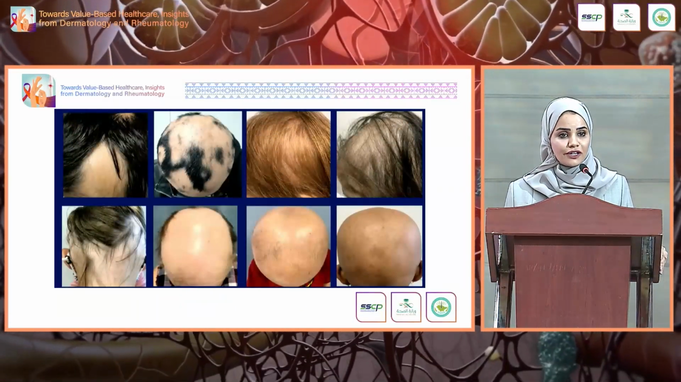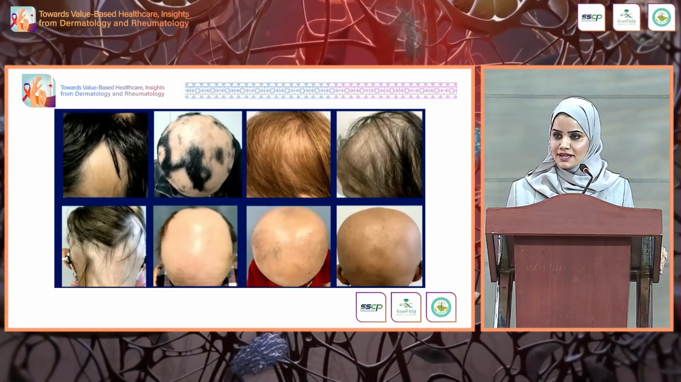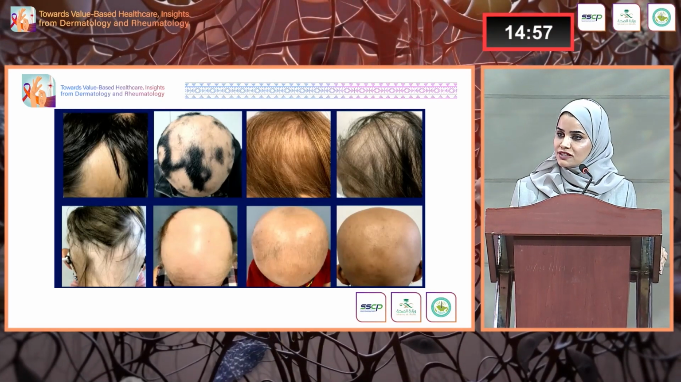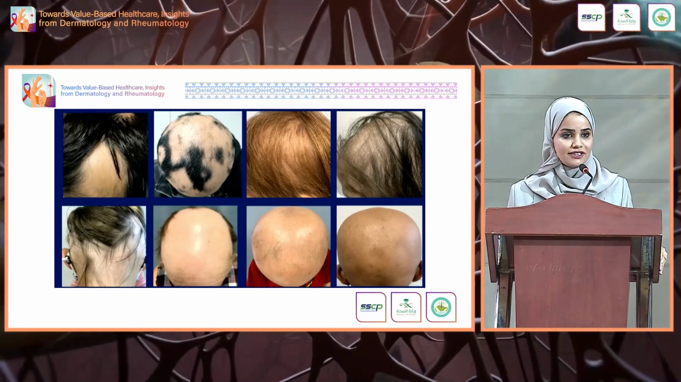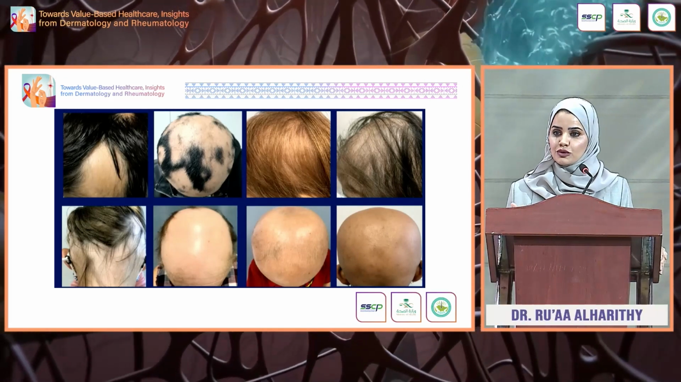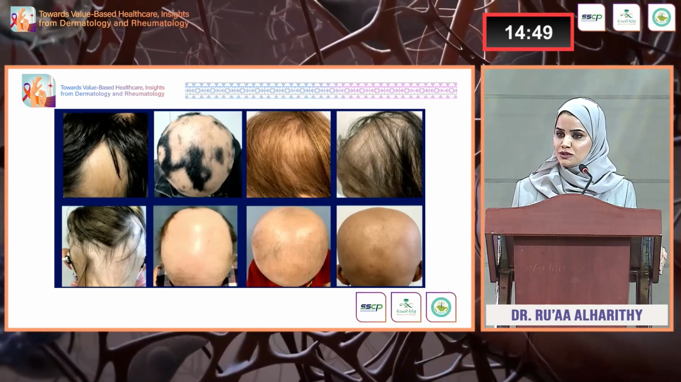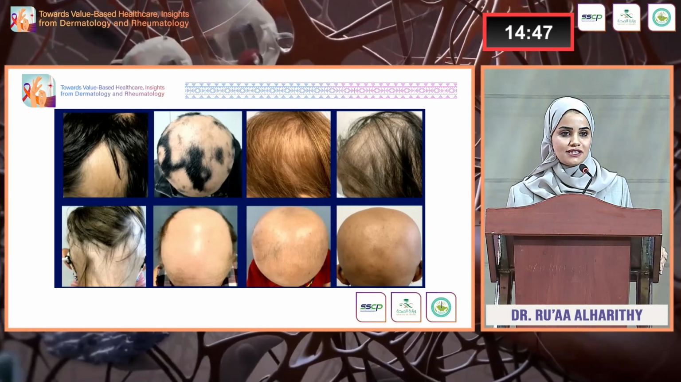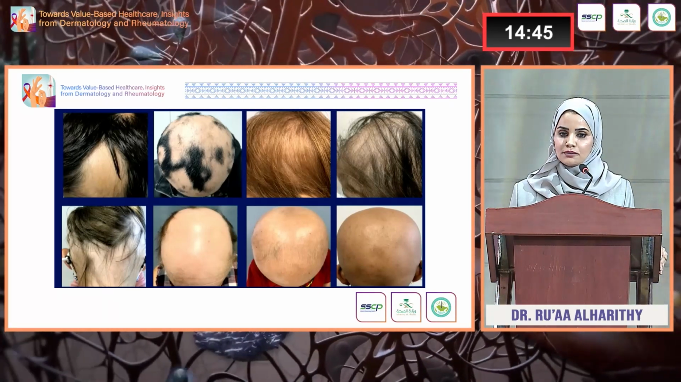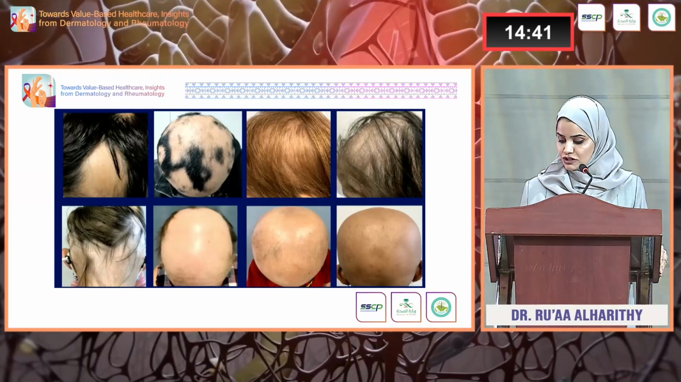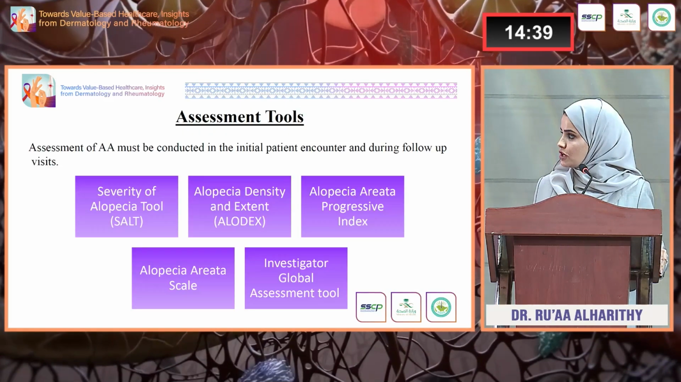The story of alopecia areata is not the same. If you see 100 patients with alopecia areata, the presentation is different, the story is different, the prognosis, the progression of the disease, it varies tremendously between these patients. And so assessment is a fundamental and a must for our patients. As you can see, the presentation looks different in different people.